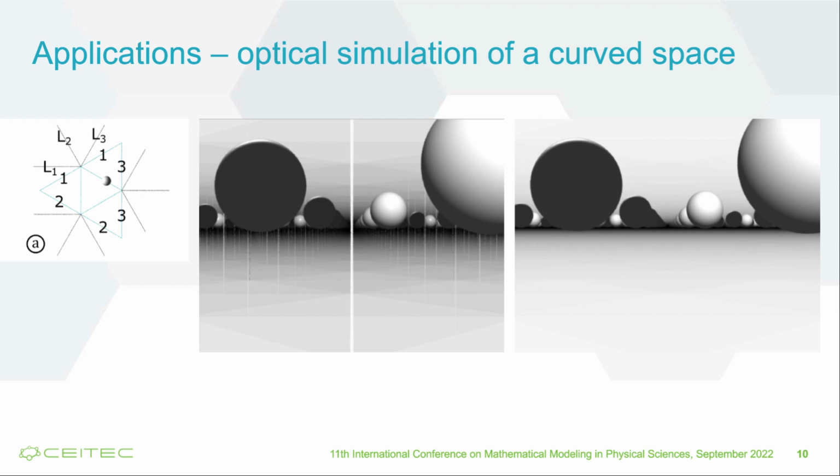Okay, so just to summarize, we formulated a theory of imaging with systems of non-parallel lenses and applied it to design image rotating devices, which can be then employed, for example, in optical simulations of curved spaces.